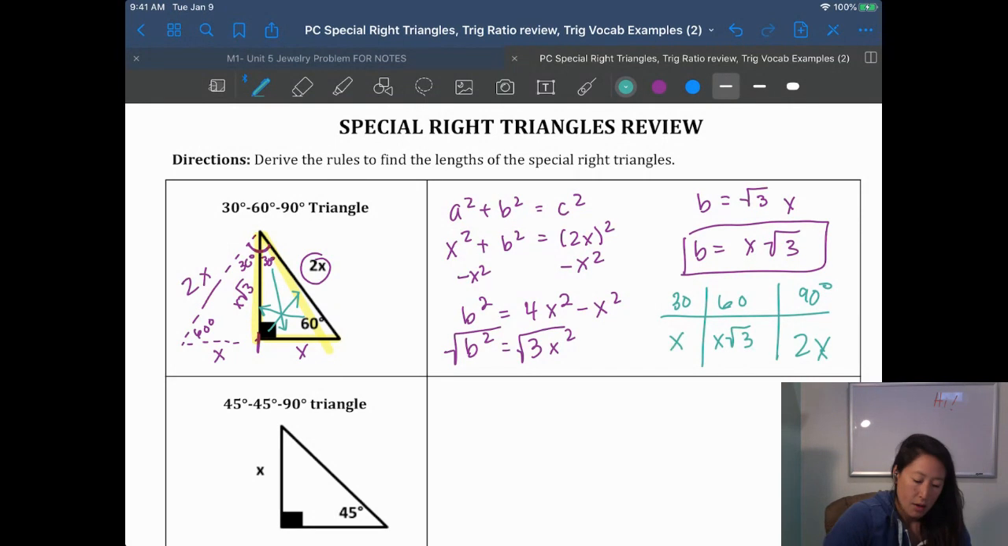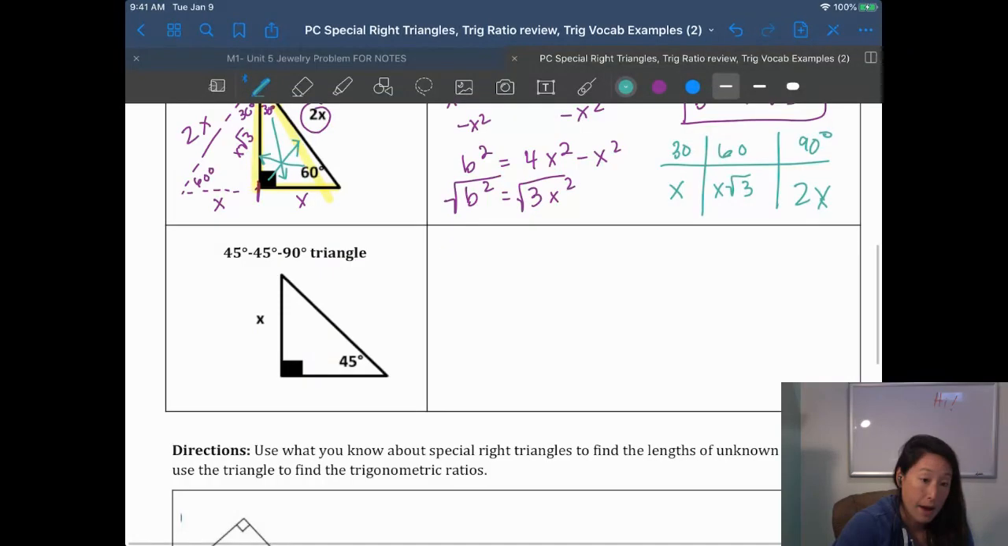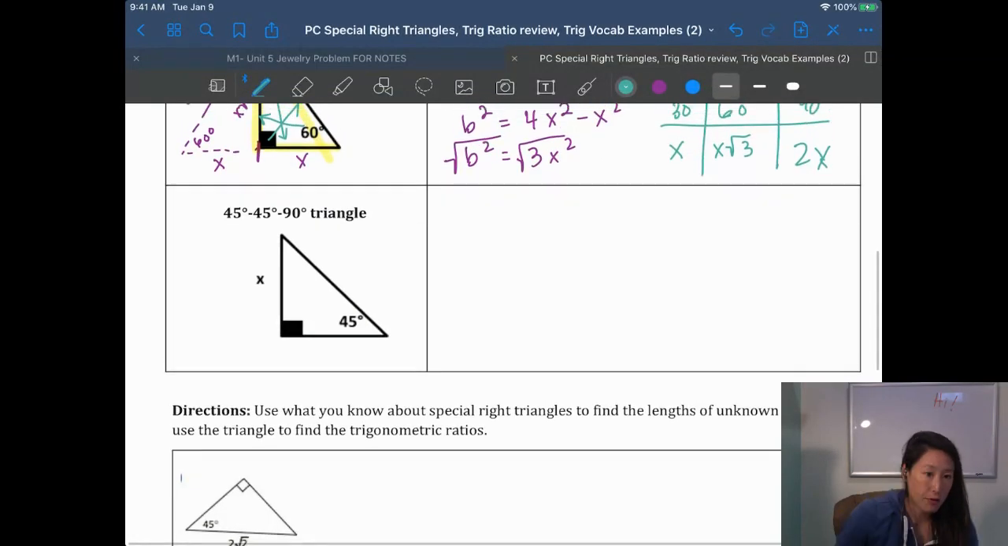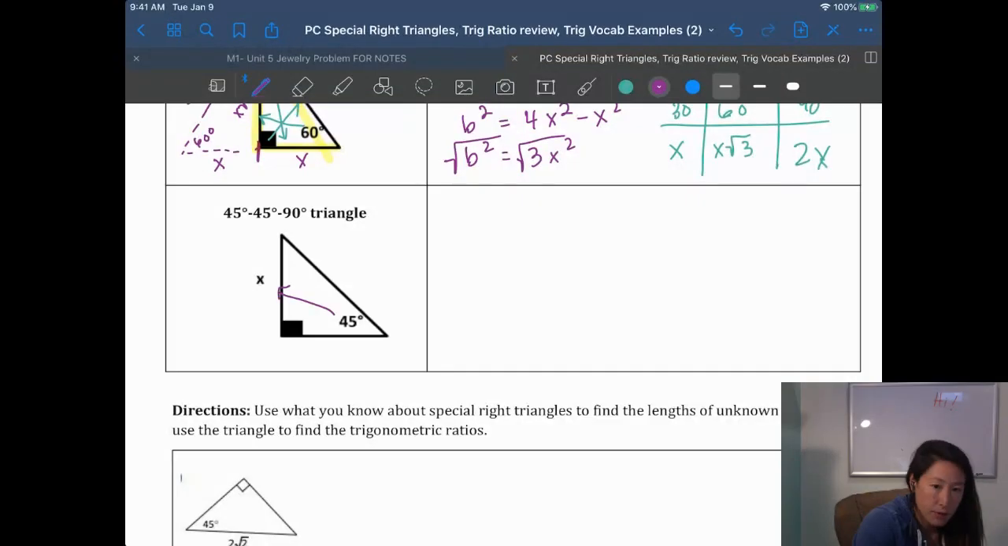Okay, 45, 45, 90. How do we get the rules for a 45, 45, 90 triangle? Well, if we start with the side length across from 45 as x, this angle over here is also 45 because it's an isosceles triangle, so this guy is also gonna be x. So how do I find the third length of a right triangle? Again, Pythagorean theorem. So the two legs, I have x, gotta square that value, plus x squared is equal to c squared. x squared plus x squared is 2x squared is equal to c squared.